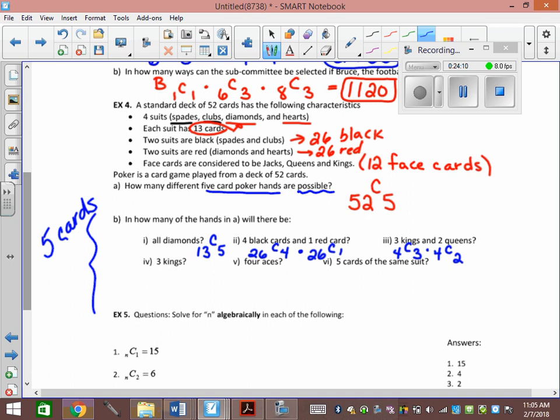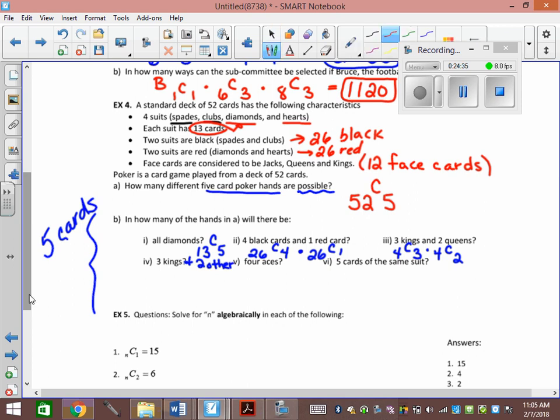There are 2 cards missing here. We only have 3, right? So we know we want 3 kings. That means exactly 3 kings, correct? So could I get 4? Would that be okay? No, I want 3 kings. So when they don't give you this, you do 3 kings and 2 other cards other than king. Okay?